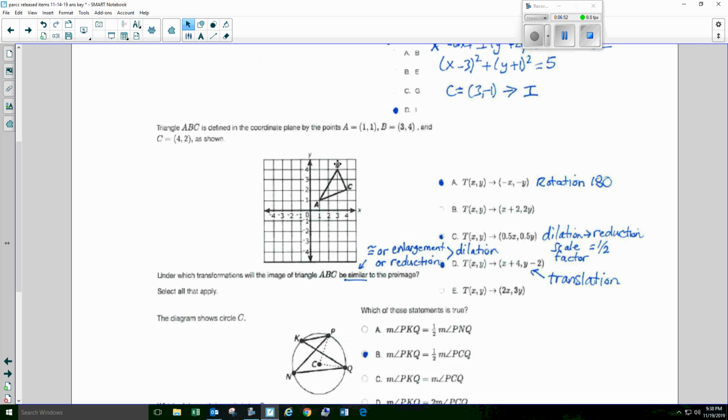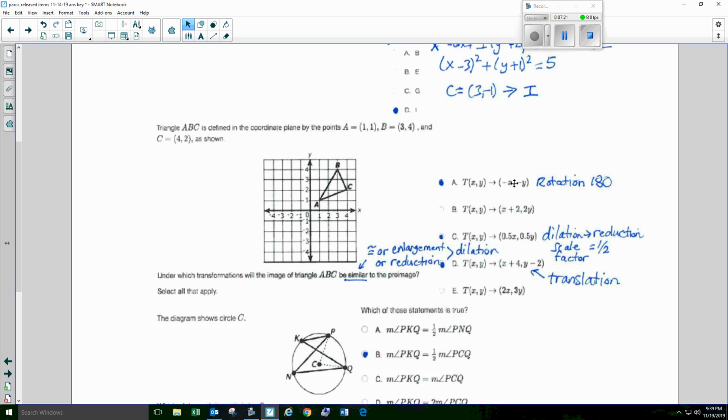All right, so we have this triangle shown here. It says, under which transformations will the image of triangle ABC be similar to the preimage? Similar means it's either congruent or it's a dilation, which means it's an enlargement or reduction. If k is greater than 1, it's an enlargement. If k is between negative 1 and 1, technically, it's a reduction. And those are dilations.